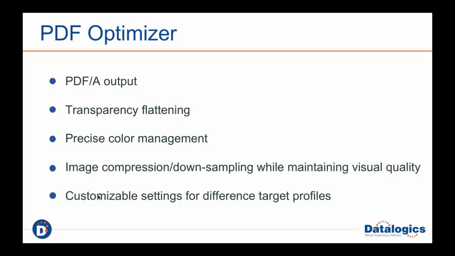Besides image compression, we also offer the ability to downsample images. When you downsample them, you can save a great deal of space, with the trade-off of losing a small bit of information while maintaining good visual quality that is no different to the naked eye. And as I said, we've got customizable settings for different target profiles. So for example, if you're on mobile versus desktop, you can tweak the optimizer parameters to your liking.